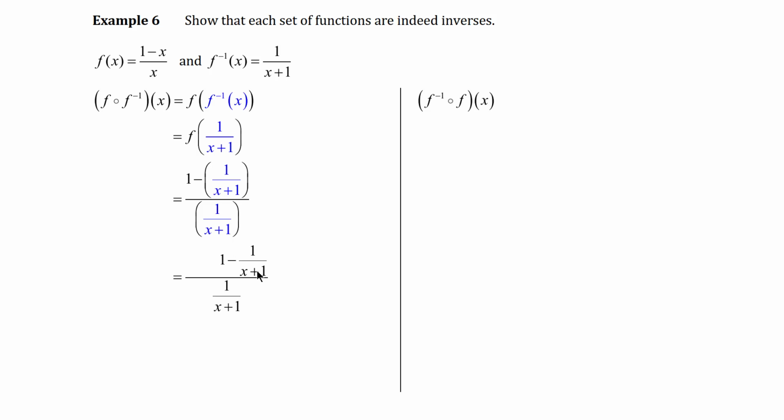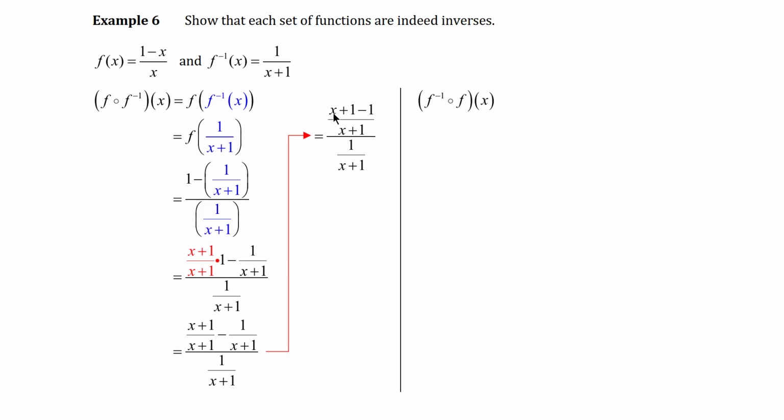in the numerator. To do this, we change the 1 to have a denominator of x plus 1, so we multiply the 1 by (x plus 1) over (x plus 1). The result is (x plus 1) over (x plus 1) minus 1 over (x plus 1), divided by 1 over (x plus 1). Now we could combine the fractions in the numerator. We get (x plus 1 minus 1) over (x plus 1) divided by 1 over (x plus 1).